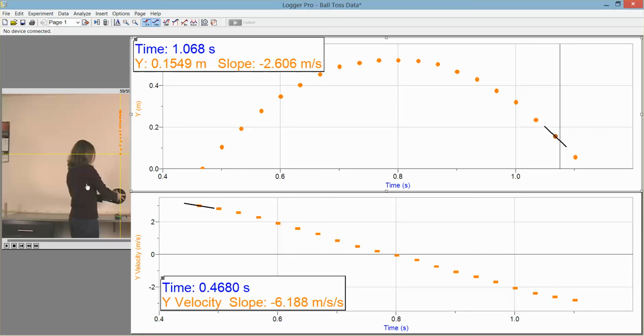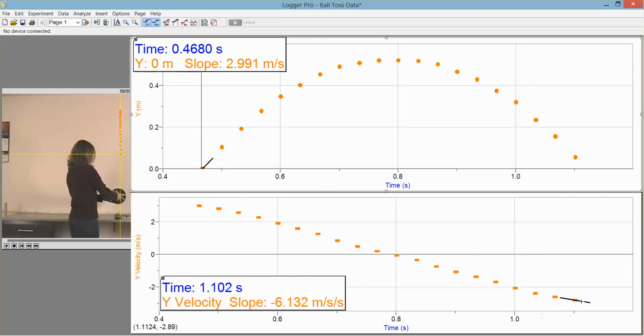This ball started and ended at roughly the same position. We'll call it 0 meters. And we also know that the velocity started with a positive value and ended with that same value, but negatively. This makes a lot of sense if you think about what's happening from an acceleration perspective. We have constant acceleration the whole time, the acceleration due to gravity. That constant acceleration causes the velocity change to be consistent over the entire time period.